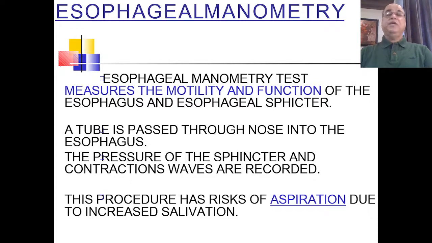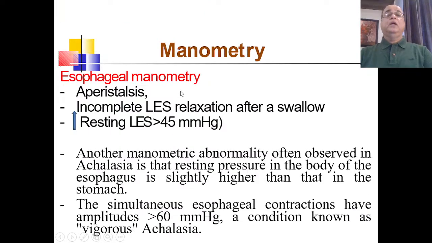Manometry is the measurement of the pressure at the lower end of the esophagus, so that we can check the motility and function of the esophagus. A tube is passed from the nose into the esophagus. The pressure of the sphincter and contraction waves are recorded, but this procedure has a risk of aspiration. So on manometry, there will be absent peristalsis.